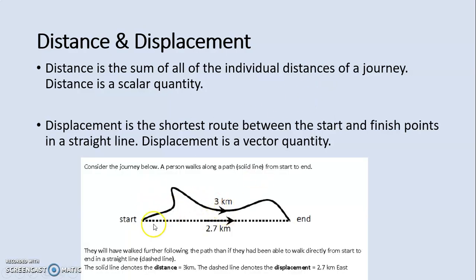So if I have a look at this example here, if the person started on this point here and they've walked this route to get to the end point, the distance that they've travelled is 3 kilometres. But the displacement is the straight line from start to finish, which is 2.7 kilometres east. We must give a direction with the displacement. There's no need to give a direction with the distance because that is a scalar quantity.